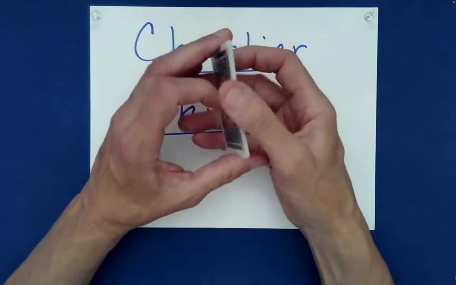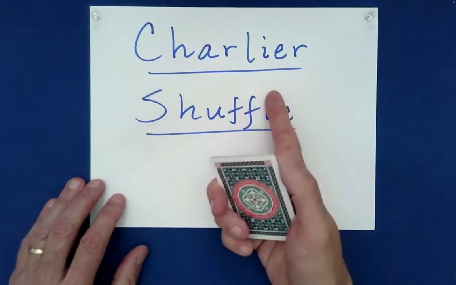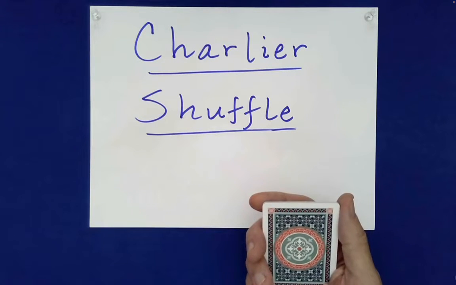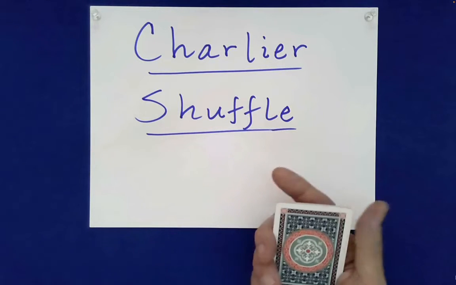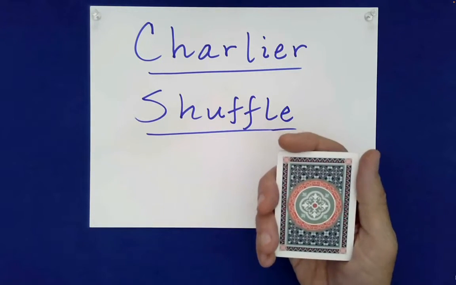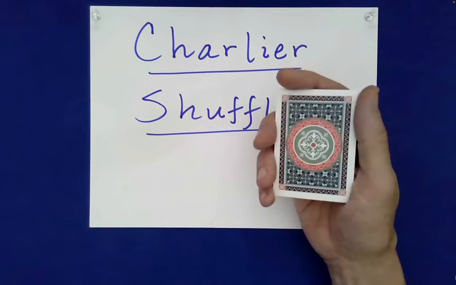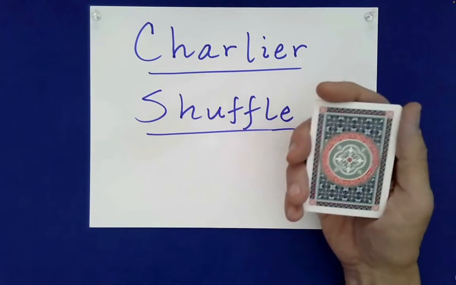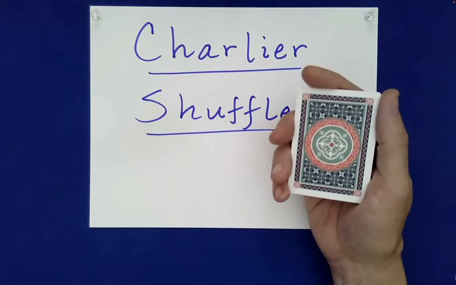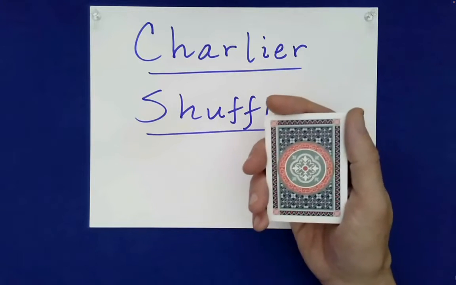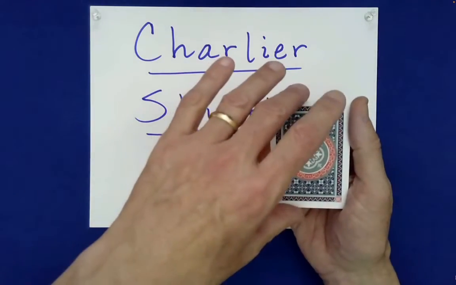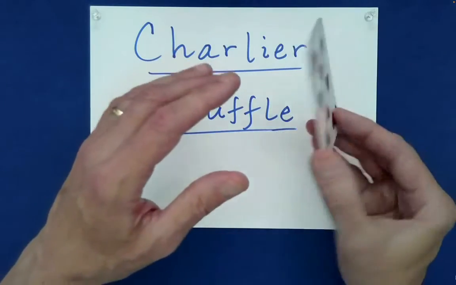We're going to show you first something called the Charlier shuffle. Now this is one of the most powerful shuffles in all of card magic for the simple reason that it is so incredibly convincing that the cards are being thoroughly mixed, when in fact all of the movement of the cards that you'll see in just a second is equivalent to cutting the packet at some location. Absolutely amazing.